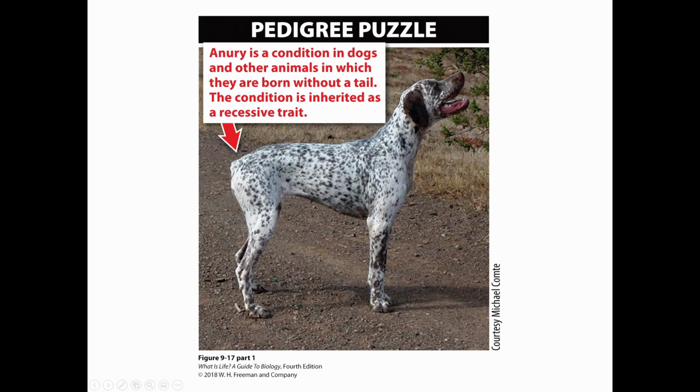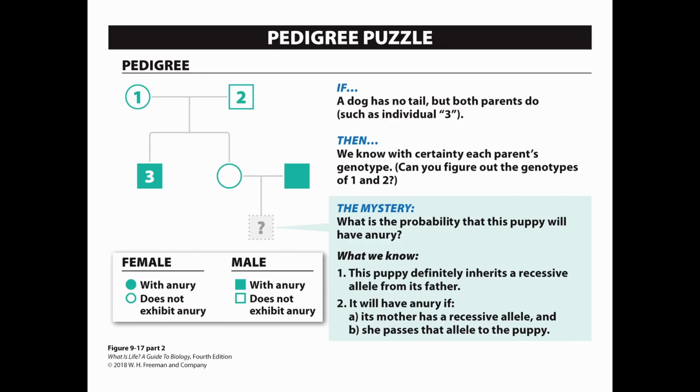So let's go ahead and put this to the test. We're going to do a little bit of a pedigree puzzle, and we're going to focus on a condition called anuria in dogs and other animals, which basically means they're born without a tail. Not having a tail is considered recessive. So knowing that information, we're looking at this pedigree here.